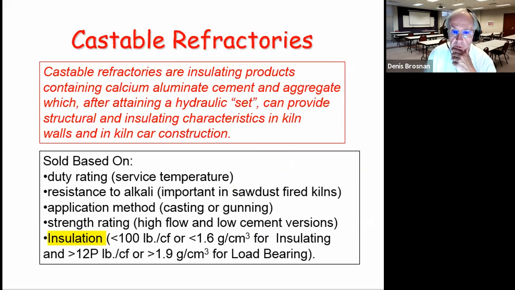Now, castables are a little bit different. As we said, they are based on duty rating. There are a lot of things about castables that are sensitive. For example, they're sensitive to the cleanliness of the water. Acidic waters will delay the set of calcium aluminate cement, whereas Portland cement and normal concrete is very forgiving of conditions. That is not true of castable refractories because of their calcium aluminate cement.